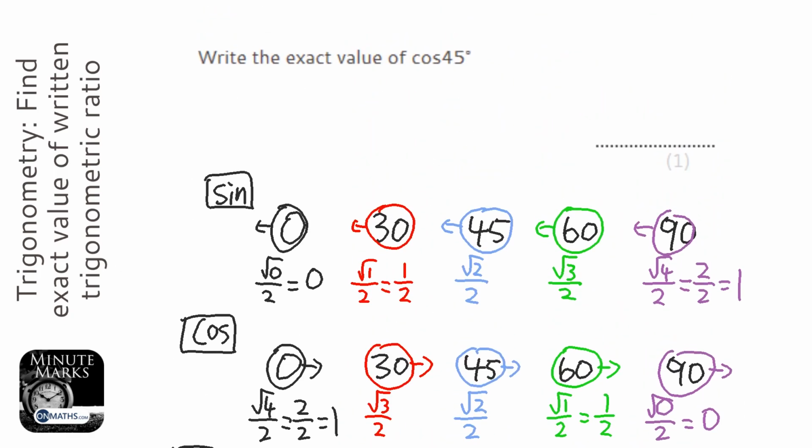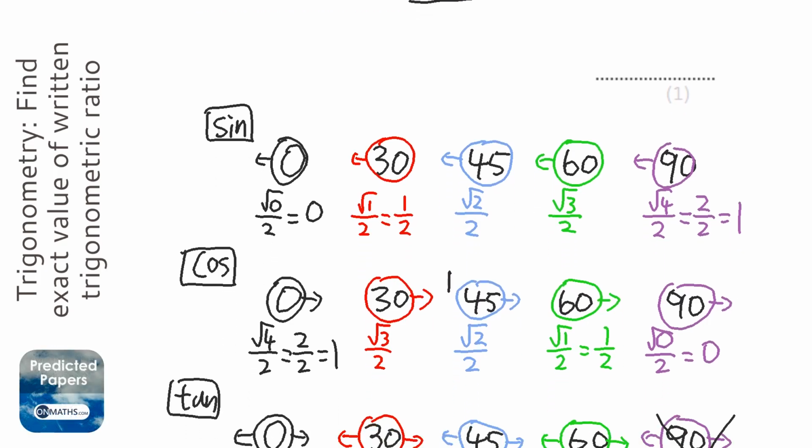So going back to our question, it says find cos 45. So cos 45 is this one, and we've got the answer of root 2 over 2.